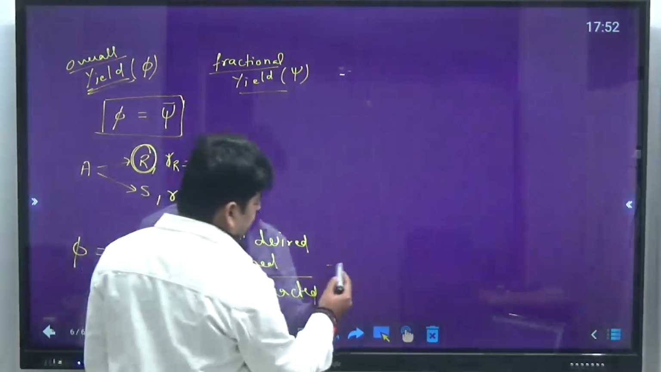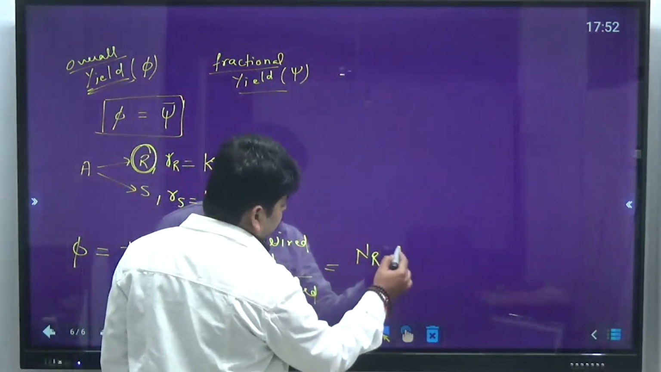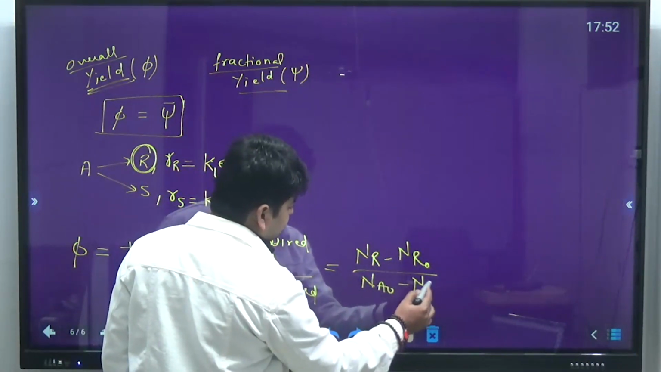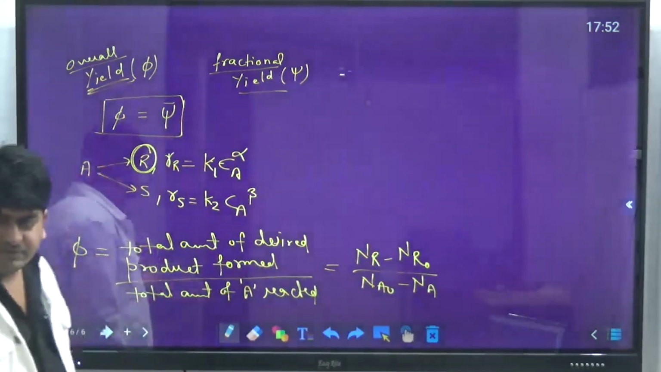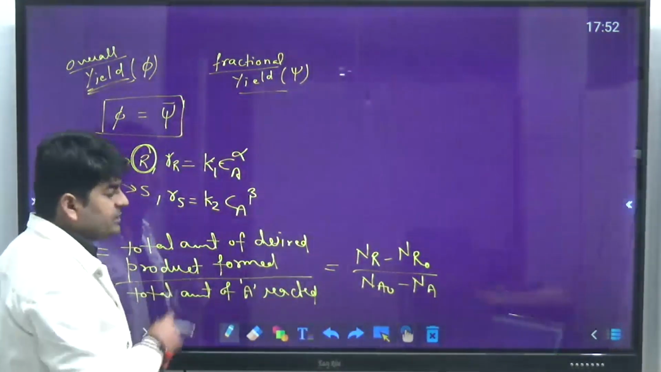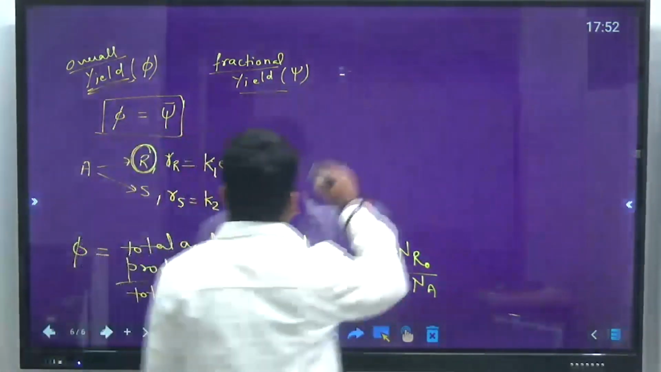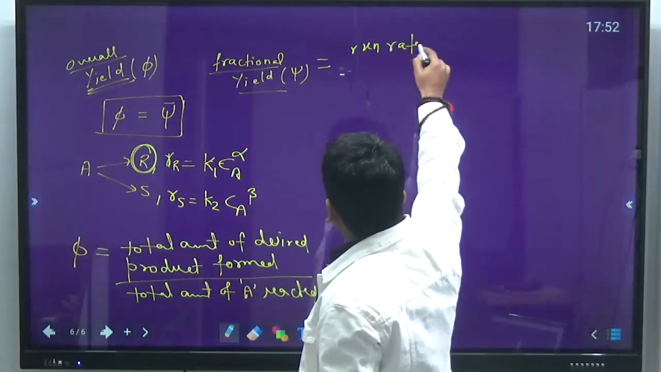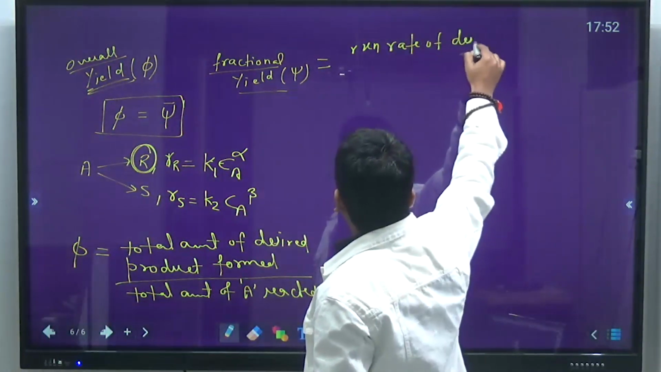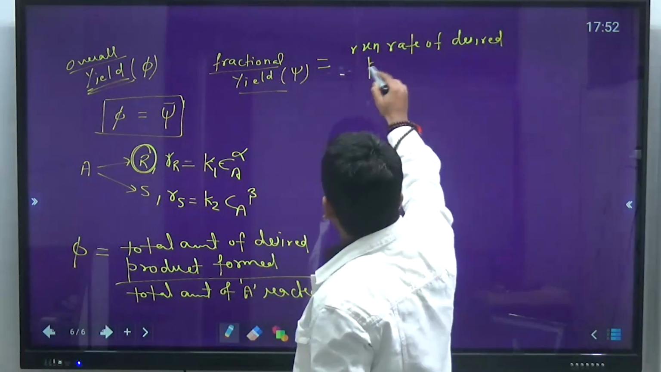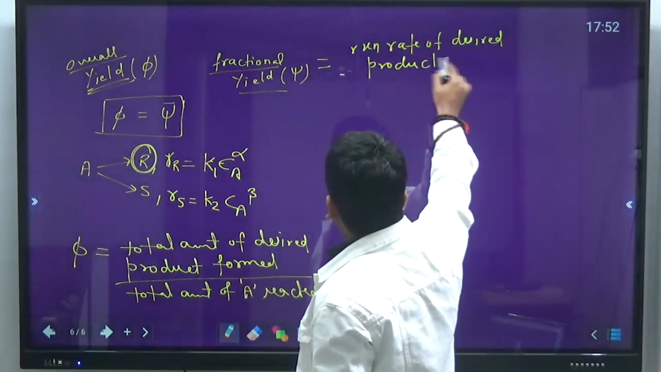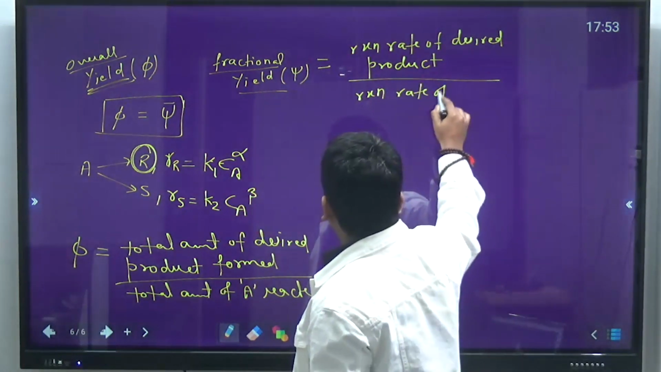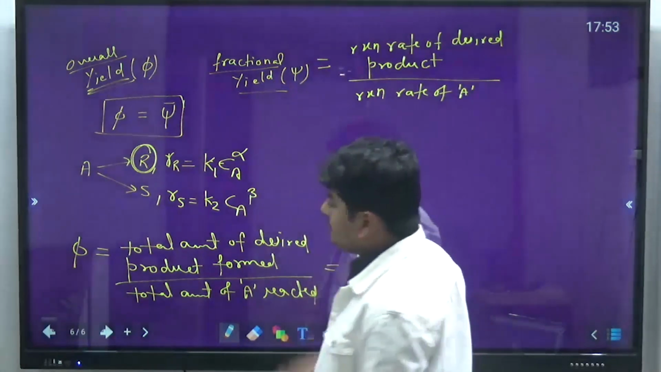So here overall yield will become NR minus NR naught over Na naught minus Na. Simple. And similarly, you can write that in terms of concentration. That's not a big deal. That is overall yield for us. And if I talk about the fractional yield, that is defined as the reaction rate of desired product to the reaction rate of limiting reactant, like A.